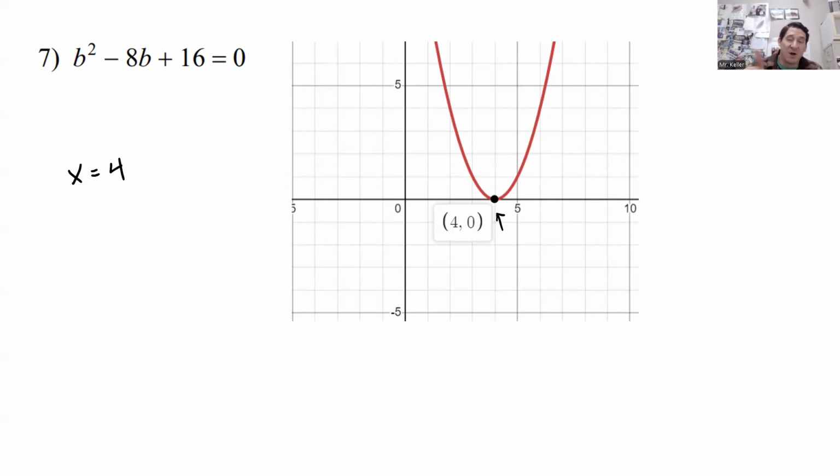The reason why I wouldn't solve these by graphing by hand is because to get an accurate graph, you've got to solve them anyways by hand. So it's kind of silly to solve by graphing unless you have a graphing calculator or some sort of utility. But that's where the solutions are. The zeros, it's where the graph crosses the x-axis.